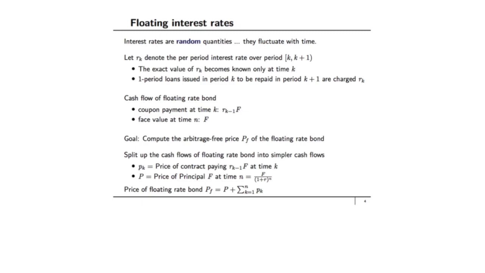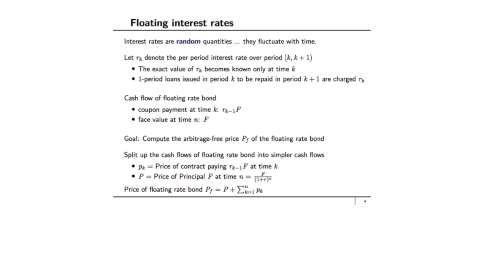Our goal is to compute the arbitrage-free price, P_f, for the floating rate bond. So what we are going to do is split up these cash flows into simpler cash flows. I'm going to consider a cash flow that pays R_{k-1} times F at time k, and that's it. It doesn't pay at any other time. I'm going to call that particular cash flow the C_k cash flow, and the price of that particular cash flow is going to be denoted by little p_k. I'm going to have a final cash flow associated with the principal amount at time n, and I'm going to call the price of that particular cash flow capital P.